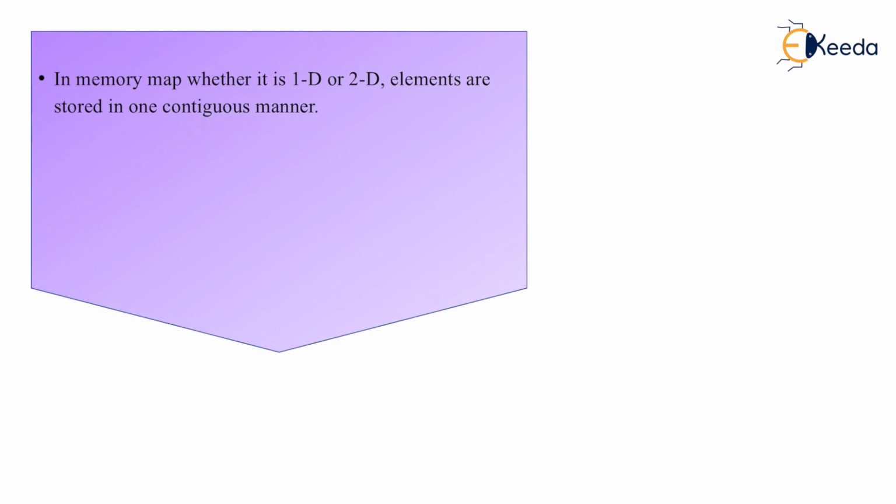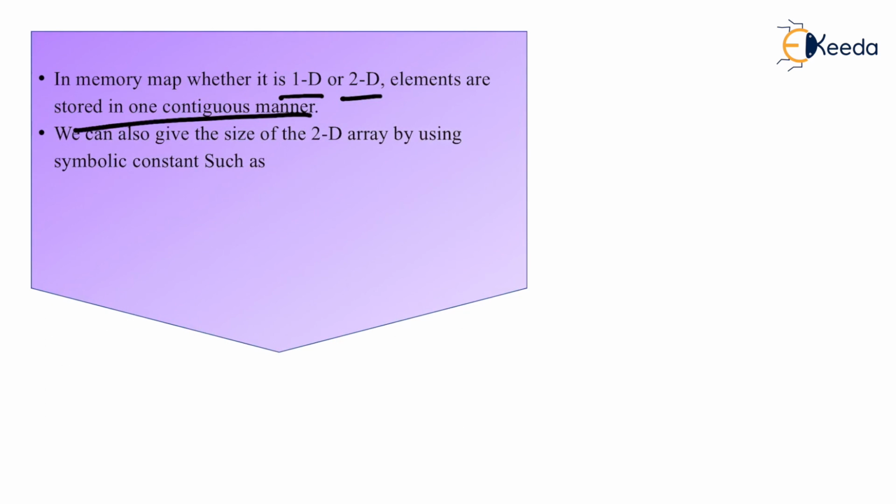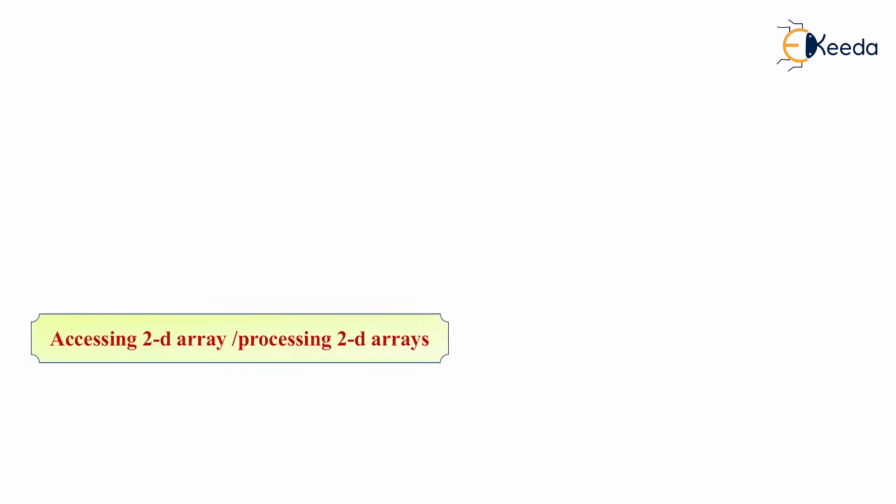Next, in the memory map, whether it is one-dimensional or two-dimensional, the elements get stored in a contiguous manner. We can also give the size of a two-dimensional array by using symbolic constants, such as #define ROW 2 and #define COLUMN 3. So int mat[ROW][COLUMN].